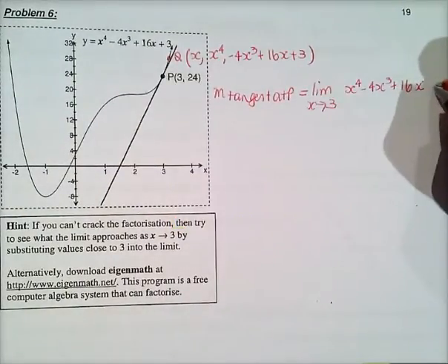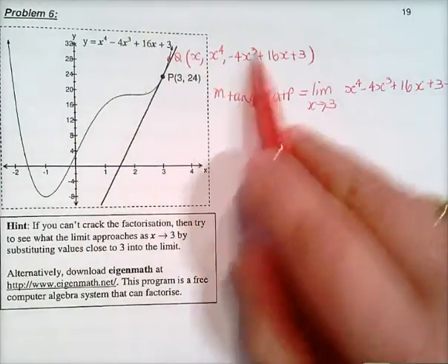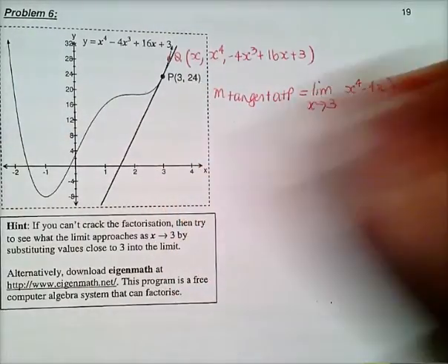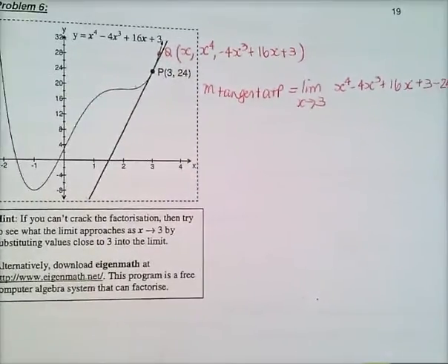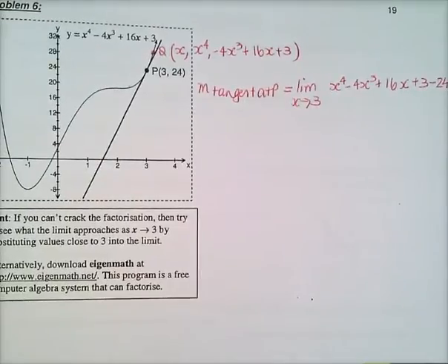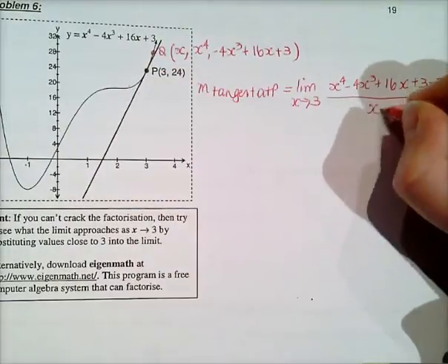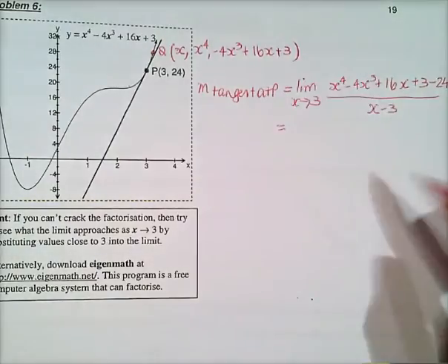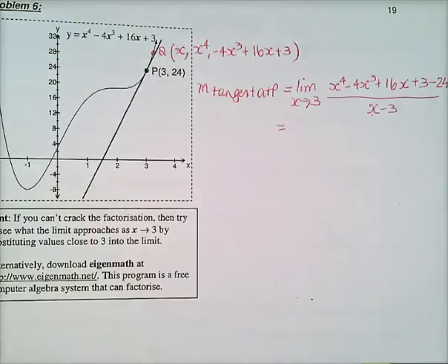Plus 16x plus 3 minus, so that's x2, y2. This is x1, y1, so it'd be minus y1, which is minus 24. So I'm out of screen there. Over x2 minus x1, which would be x minus 3. Now, obviously, if we substitute in x equals 3 here, we're going to end up with 0.